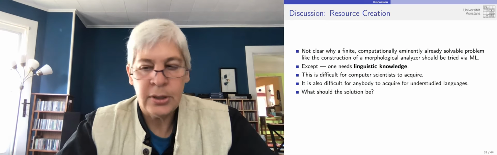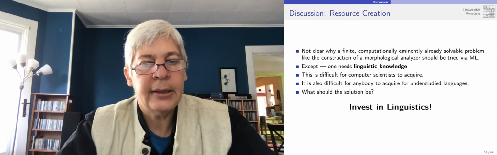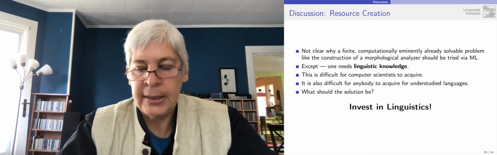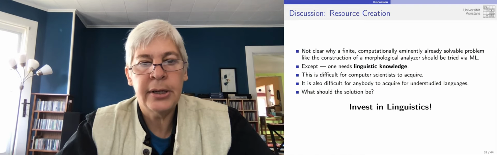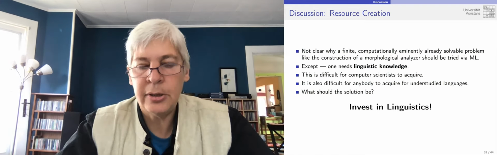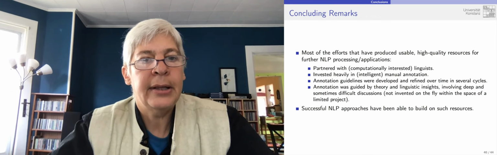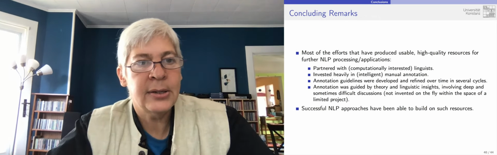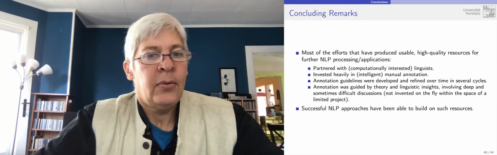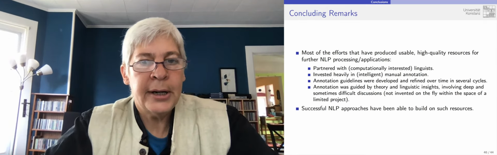So what should the solution be? Well, I think the solution should be that one should invest in linguistics and get more linguistic knowledge out there, get more typological comparative knowledge out there to help in resource creation, rather than spending millions and millions on new servers.